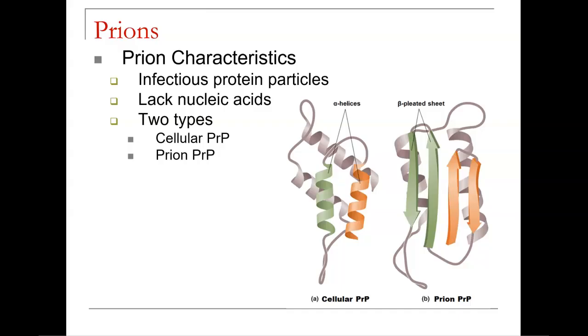And the last thing that we're going to cover today are prions. These are going to be infectious protein particles. They lack nucleic acids, and there are going to be 2 different types of cytoplasmic membrane protein prions, or PRPs. You have cellular PRPs, which contain alpha helix, and you have prion PRPs, which contain beta pleated sheets. These beta pleated sheets are going to result from mutations of the PRP gene.